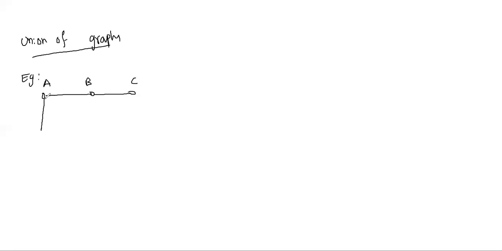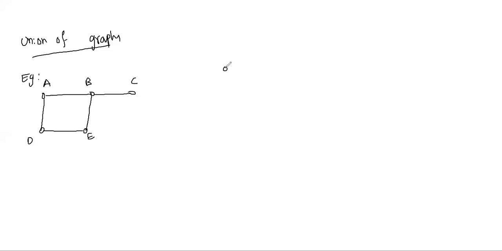Next, union of graphs. So what does union of graphs mean? We'll illustrate this with one example. For example, there is one graph with vertices A, B, C, and next D, E. This is one graph.